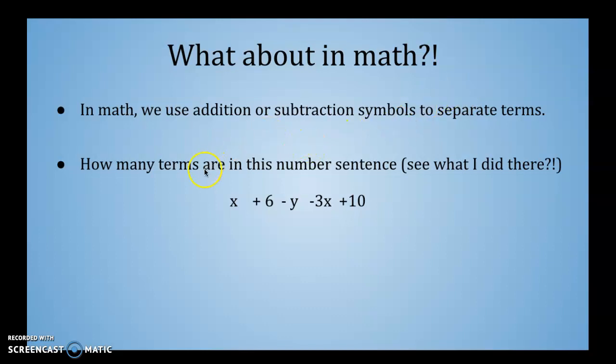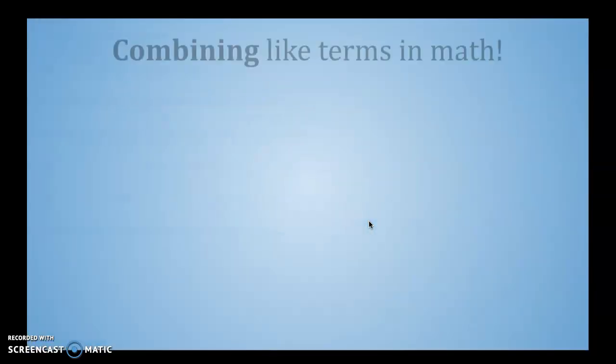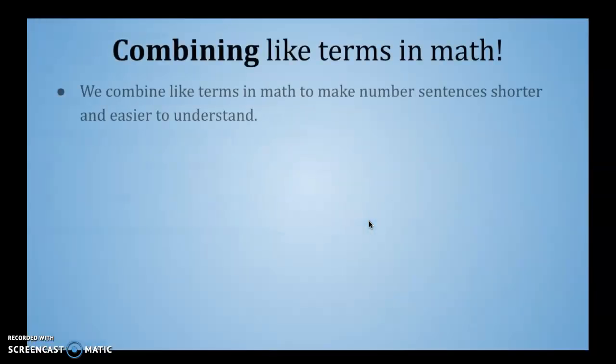So if you go and you think about this, you should say 1, 2, 3, 4, 5, because those things are what are separated by the minus or plus signs. And so notice, now that we have these circles, it shows you very clearly those are the 5 terms that we have. Now, what about combining them? Okay, what does that look like in math?